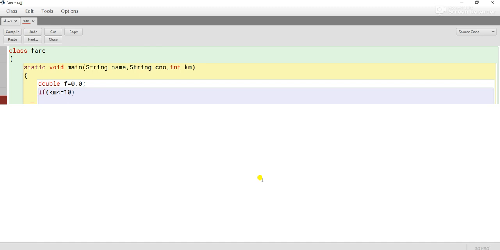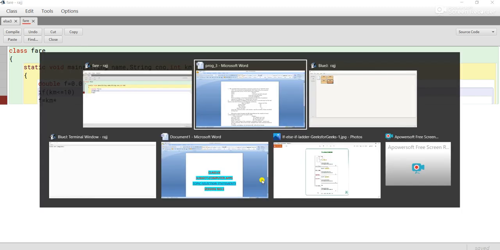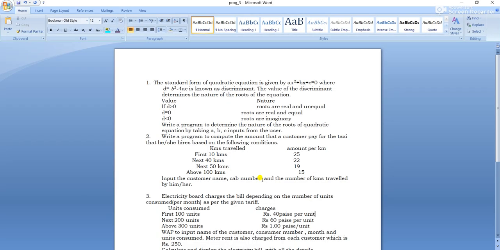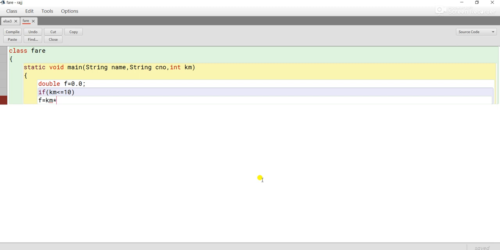So the calculation is f is equal to number of kilometers into cost. You can observe carefully, cost is 25, so we need to take number of kilometers into 25. Suppose I traveled 5 kilometers, so 5 into 25, rupees 125 I should pay to the cab person. Now the next condition we always represent by using else if. That's what I'm typing, else if.